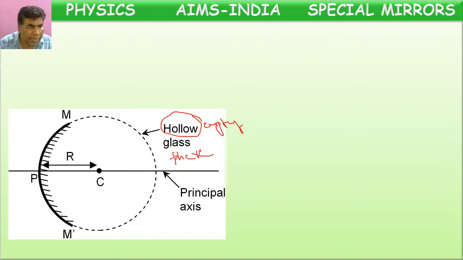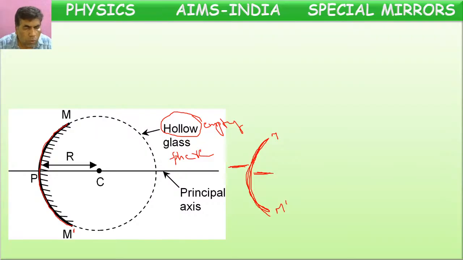From that hollow glass sphere, I am taking a part. This black dark color part is there, no? This M dash part, if I cut it out, if I take it out, what is this? It is a part of a sphere, which is having glass surface on both sides.